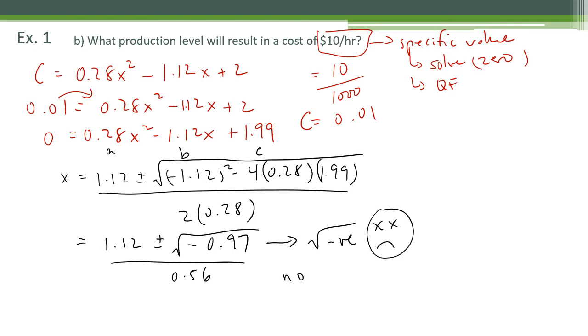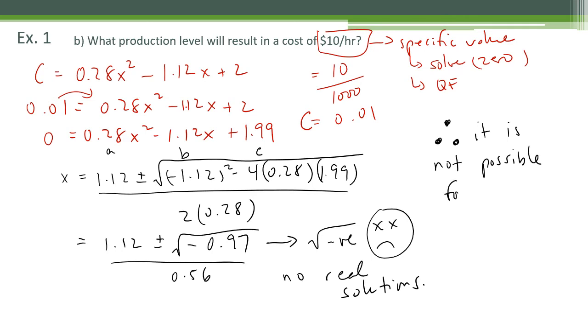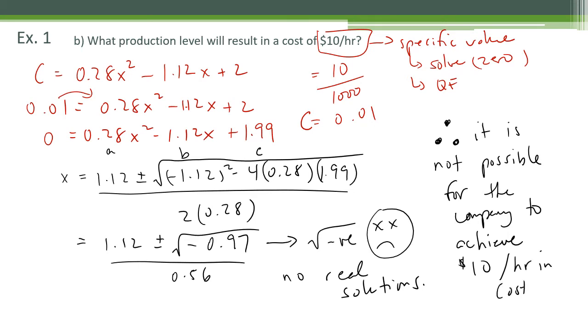So that means no real solutions, which to provide a conclusion to our question, what production level will result in the cost of $10 an hour? None. It's not possible. So therefore, it is not possible for the company to achieve $10 per hour in cost.